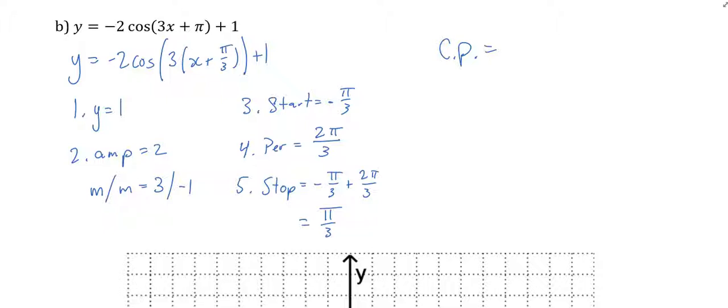Okay, nice. So for my critical points, I take the period. Don't take the stop. Take the period, 2 pi by 3, and I divide it by 4, or multiply by a 4th. I'm going to do this because we want this fully reduced for sure. And I take my phase shift, and the phase shift being pi by 3 or negative pi by 3 doesn't really matter, right? But it is negative pi by 3.